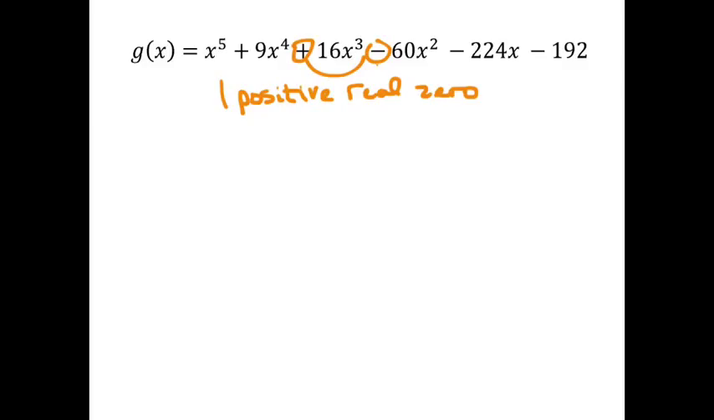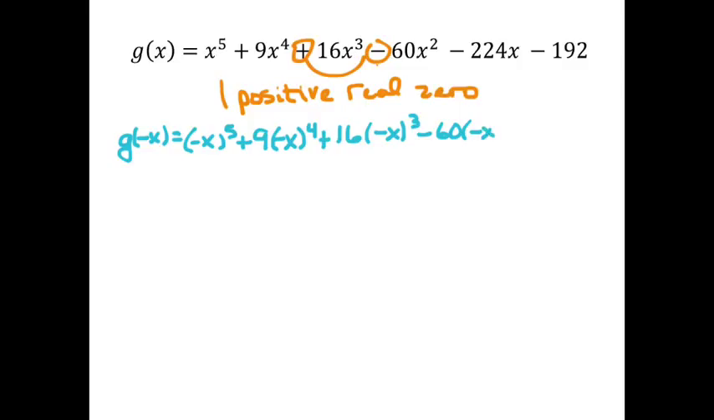All right, now let's find g of negative x. So that's going to be negative x to the fifth plus 9 times negative x to the fourth plus 16 negative x cubed minus 60 times negative x squared minus 224 times negative x minus 192. Okay, let's go back and simplify.